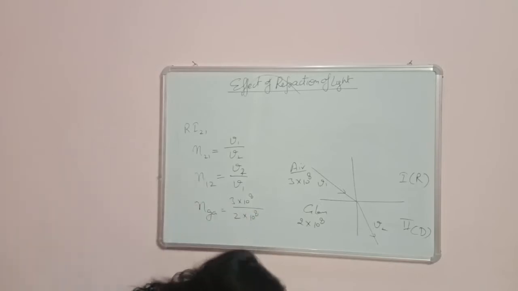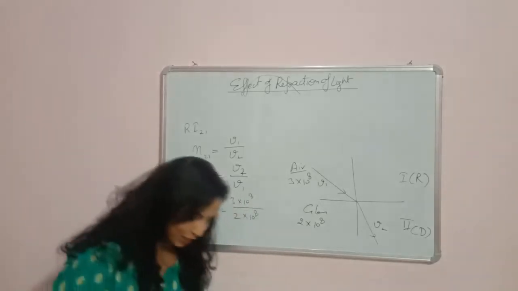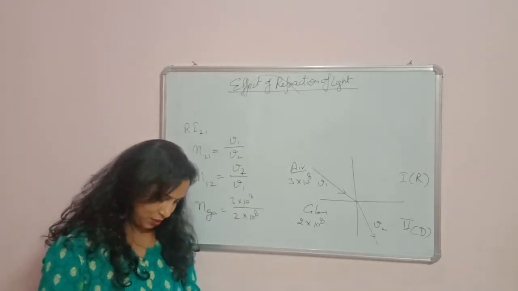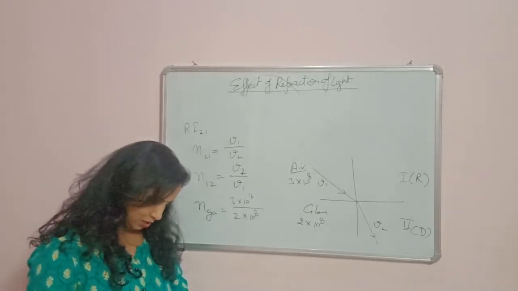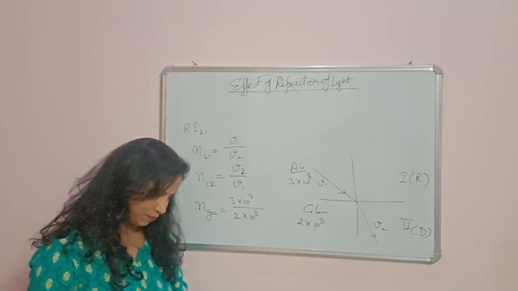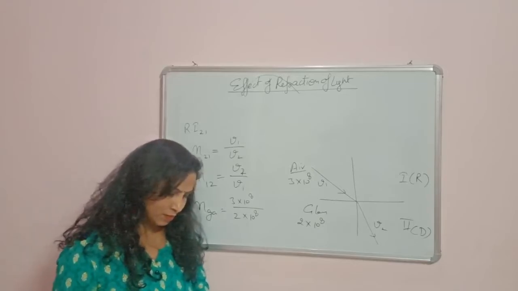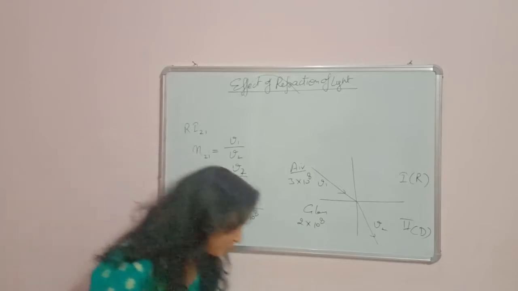Okay, let me see what is the actual speed of light in glass. Okay, let me check. In glass, yeah, it is 2 into 10 power 8.